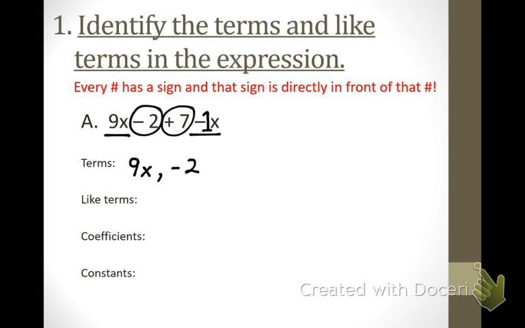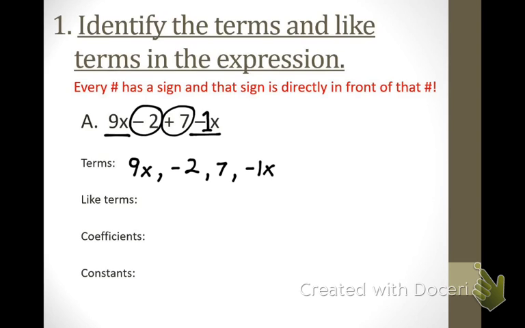What's the next term you see there, class? A positive 7. Now, you don't have to put the plus because we know that when it looks like that, a 7, that means plus 7. What's the final term you see there? Negative x. Negative x or negative 1x. You can write the 1 if it helps you, but you do not have to. So those are the terms. Those are the different parts of our original problem that are being added together.